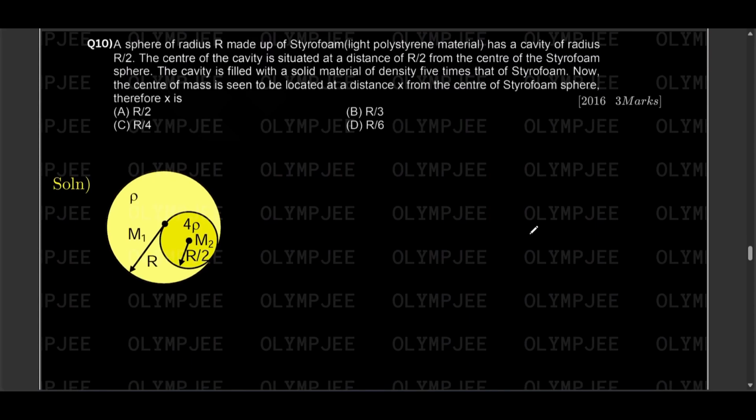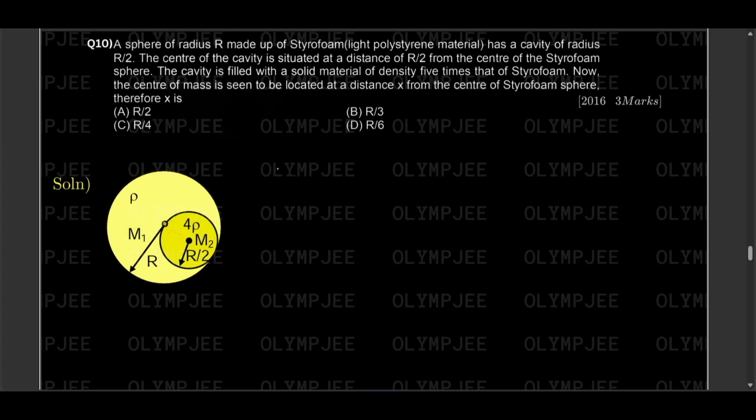Question 10 says that a sphere of radius r is made up of styrofoam, which is a light polystyrene material. It has a cavity of radius r by 2. So this is the cavity. The center of the cavity is situated at a distance of r by 2 from the center of the styrofoam sphere. So this distance is r by 2. The cavity is filled with a solid material of density 5 times that of styrofoam. Then we have to calculate the center of mass from the center of this big sphere.